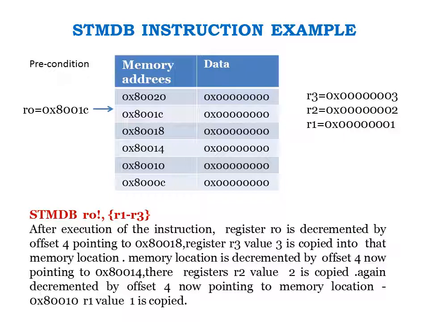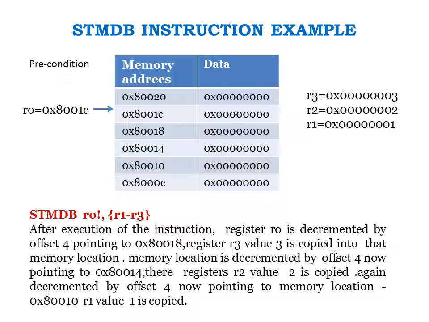Now the base address R0 is pointing to 8001C. From that location onwards, all the data there is 0. So now what I have to do? The set of data that is existing in R3, R2 and R1 has to be dumped into the memory location. So how is it done? STMDB R0!, and the set of registers where the data is existing should be written in the curly brackets, that is {R1-R3}.